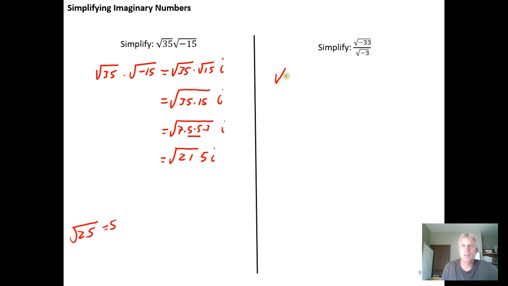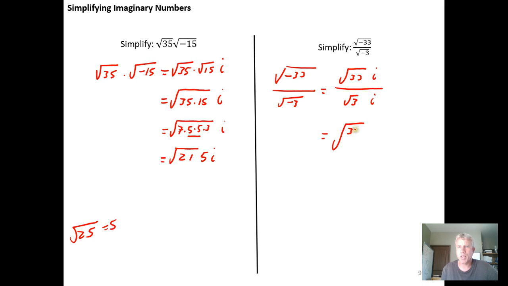We've got a ratio. And what I want to recognize is that I could rewrite this as the square root of 33i with the i out of the radical sign. And we could rewrite this as the square root of 3i. And i divided by i is going to equal 1. So that will simplify. And I have the square root divided by a square root.